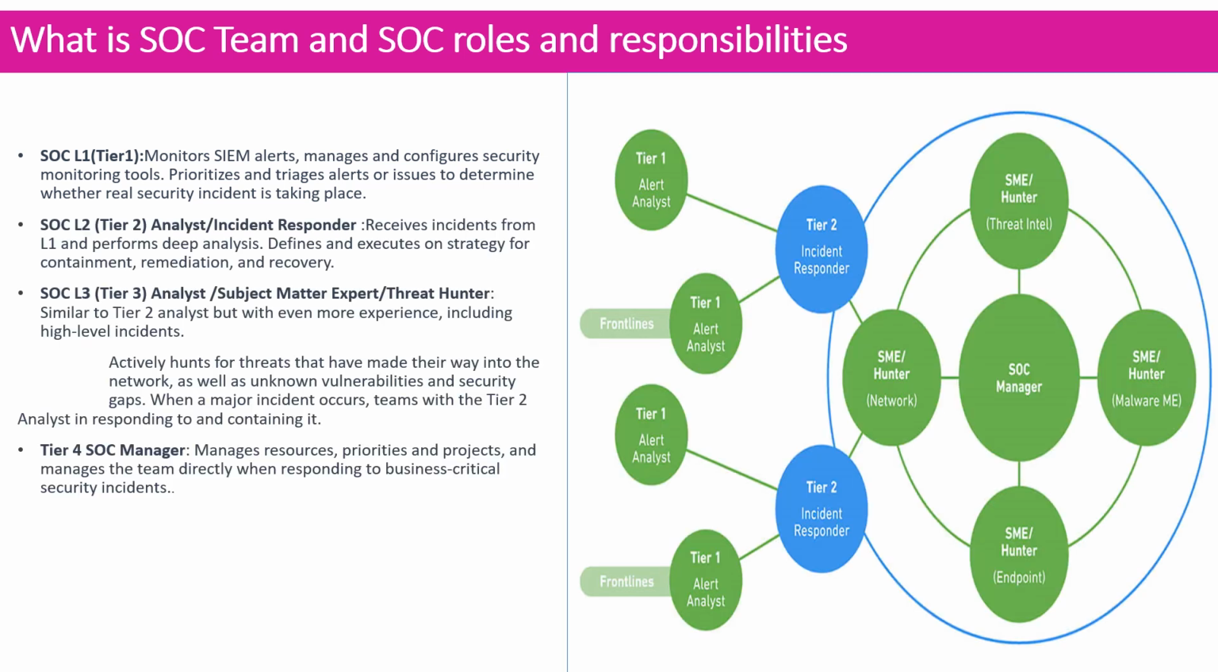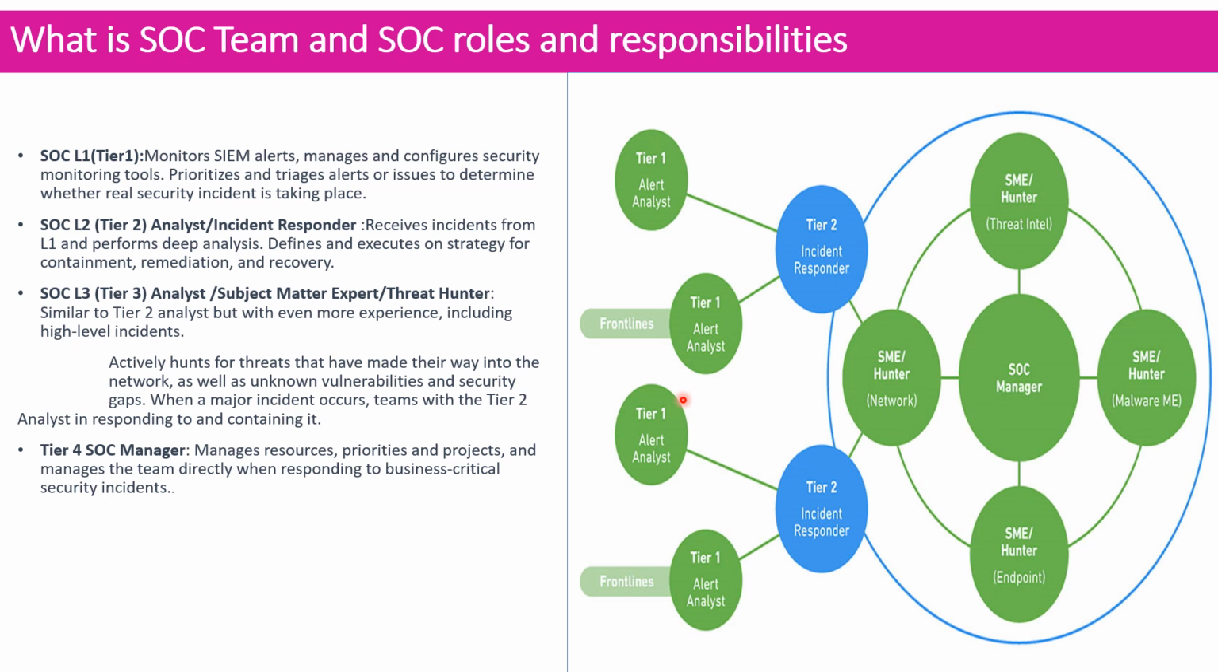So first, we have the Tier 1 security analyst, who is the front line of an organization. Their responsibility is to monitor the entire infrastructure of the organization. They'll be receiving different types of security incidents through security controllers. Whenever they see these security incidents, they do the first level of analysis.